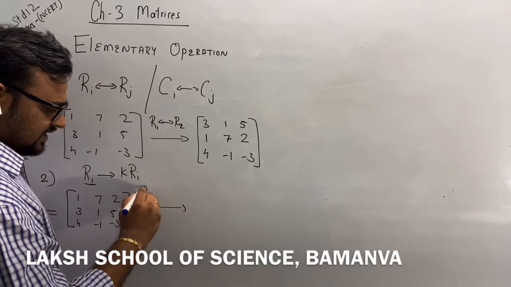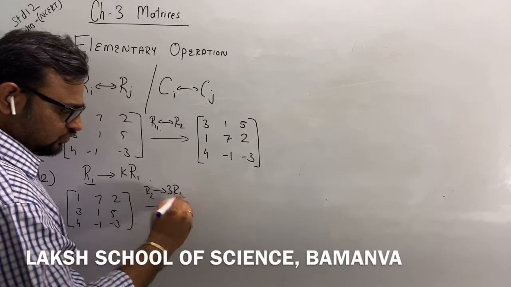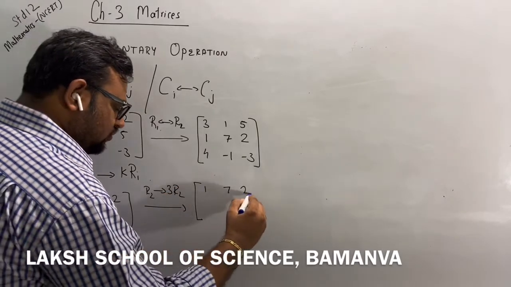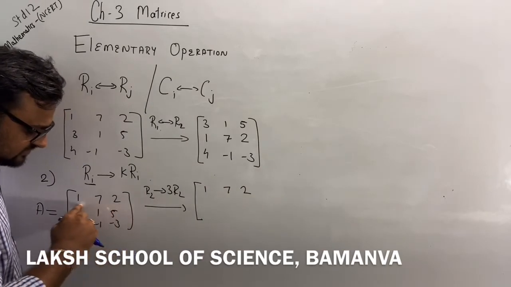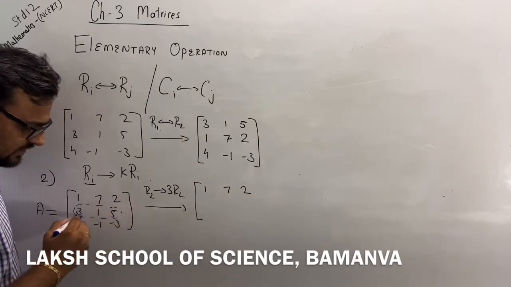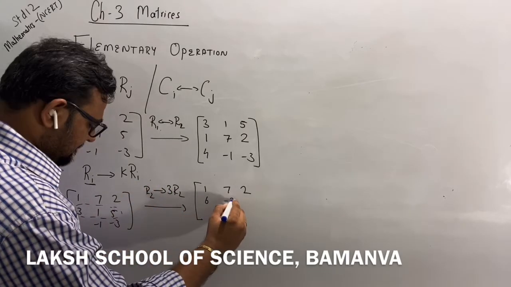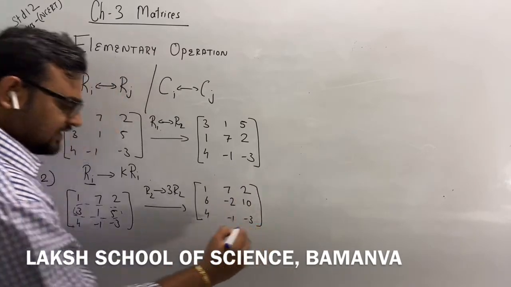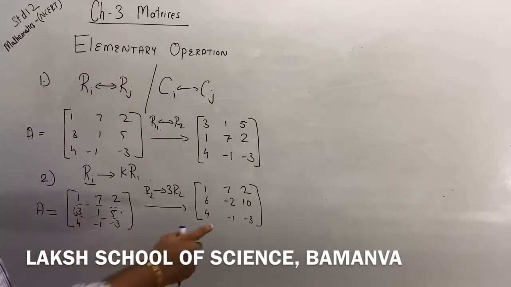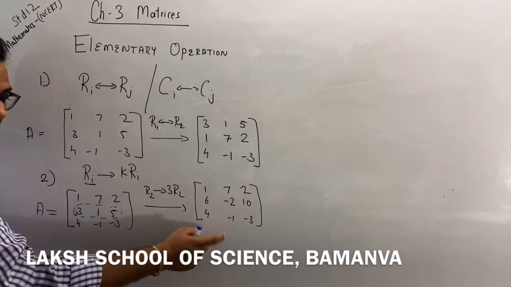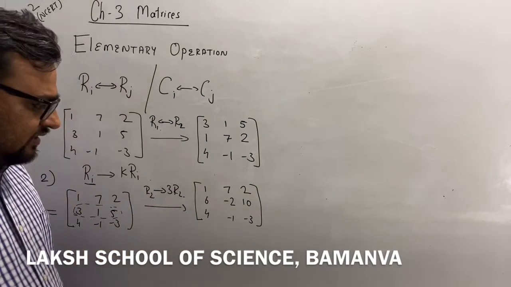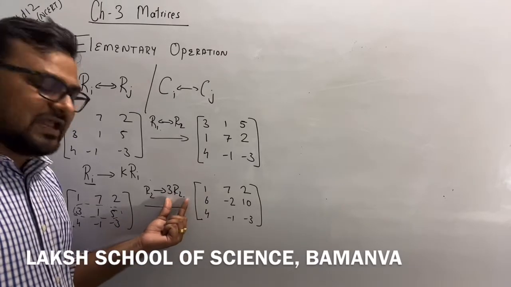If I am saying R2 to 3R2, what will be your answer? 1, 7, 2. The elements of the second row only will be multiplied by 3, which means 9, 3, 15, 4, minus 1, minus 3. I am not saying that this is matrix A. This matrix is formed by applying this operation on matrix A. Clear? Similarly you can also multiply the elements of a column.